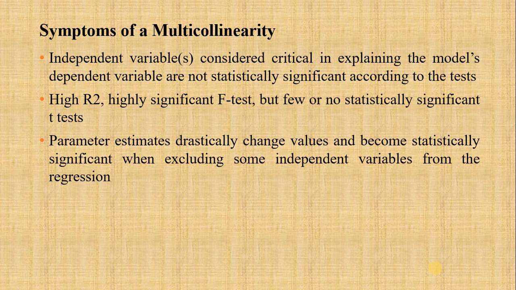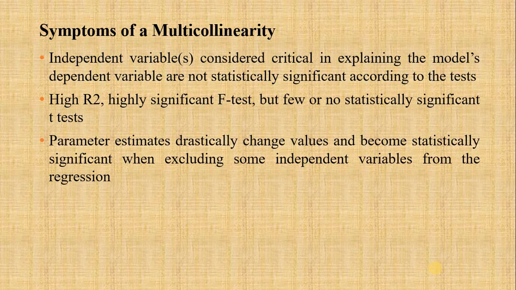For example, quantity demanded is a function of price. Then there are other factors, but the critical factor is price. But when you run the model, this price variable is not statistically significant. Similarly, when you are doing a consumption function, consumption depends on income, and there are other factors. You are taking income, wealth, family size, area of living, and all other factors are significant except income.